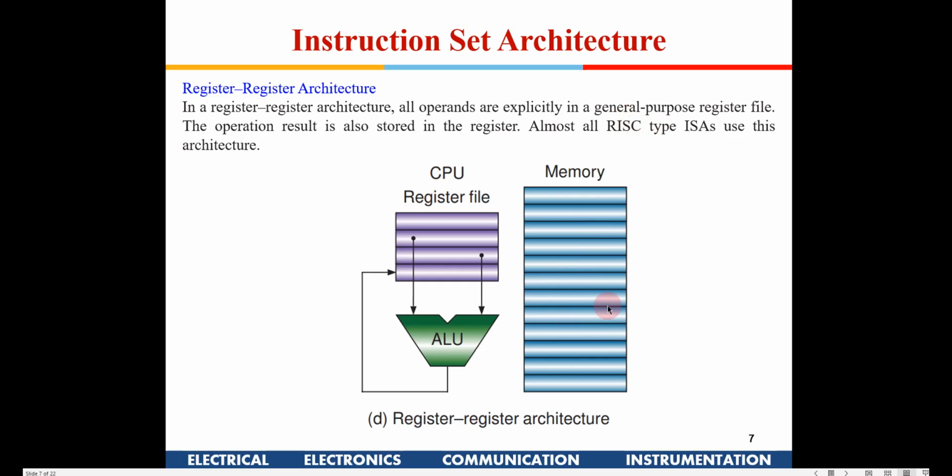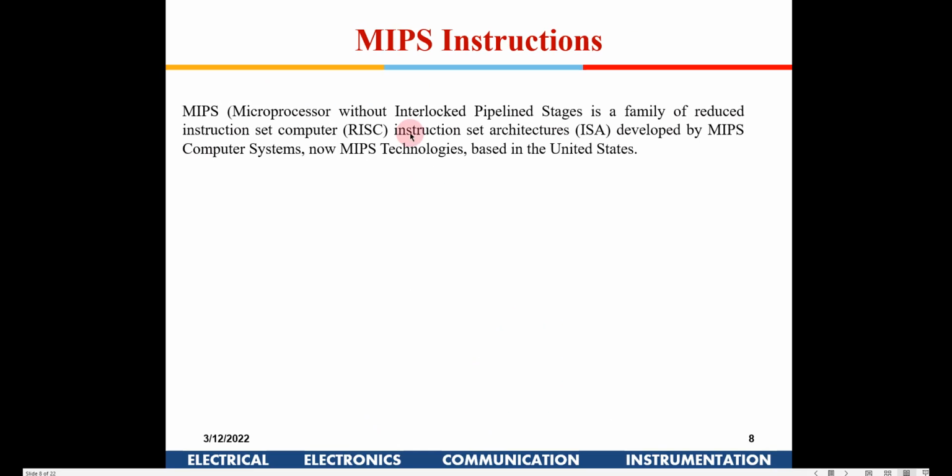So this is the most important one, which we are going to do in this particular course, because we are going to do all the programming based on the register architecture. Now we are going to get familiarized with something known as MIPS instructions. Now what is MIPS? It is Microprocessor without Interlocked Pipeline Stages. It's a family of reduced instruction set RISC instructions, developed by MIPS.